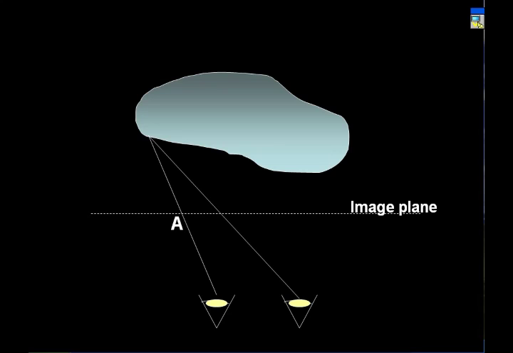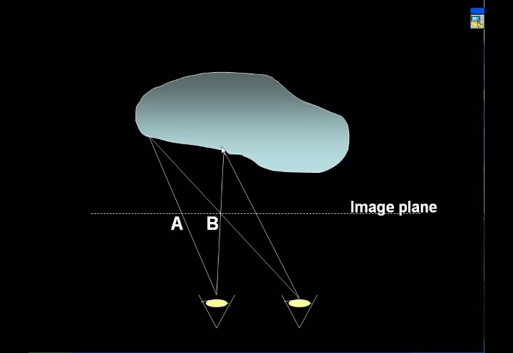Now the light ray that goes to the left eye will hit the image plane at point A. The light ray from this same point to the right eye will hit the image plane at another point, called B. It turns out that this point B on the image plane corresponds to the light ray that hits this object at this point. Essentially you can see it this way.